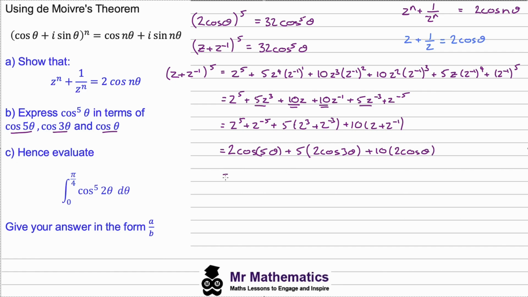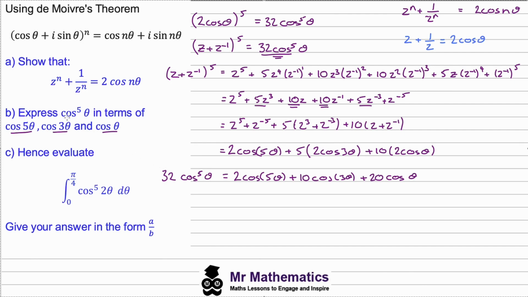We can tidy this up again. We've got 2 cos 5 theta plus 10 cos 3 theta plus the 20 cos theta. And all of this right-hand side is equal to this, which we know is the same as this. So we'll have 32 cos to the 5 theta.